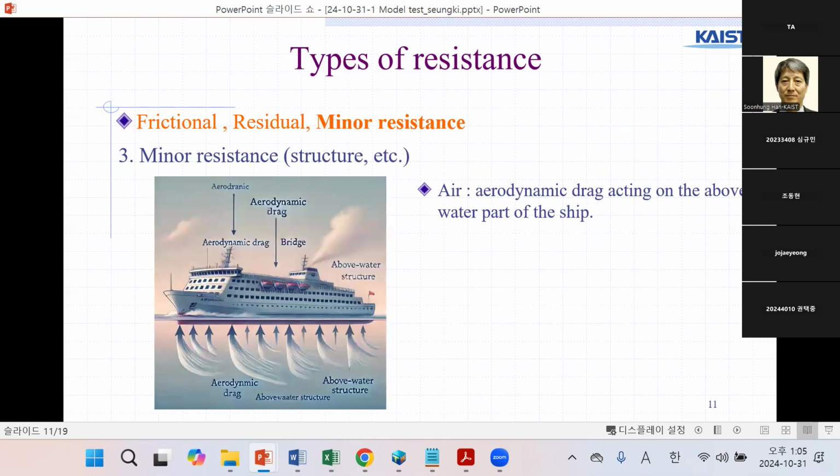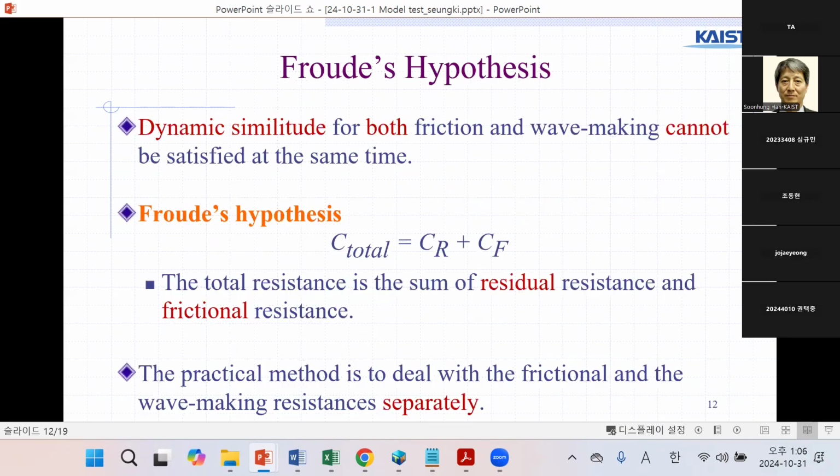Last one, the minor resistance is due to the air acting on the above-water part of the ship. So usually it protects the structure above the water. But we can neglect this term because it's smaller than the others. For dynamic similarity, friction and residual resistance cannot be satisfied at the same time. So the Froude hypothesis said that the total resistance is the sum of residual and friction resistance. And the practical method is to deal with these two terms separately.